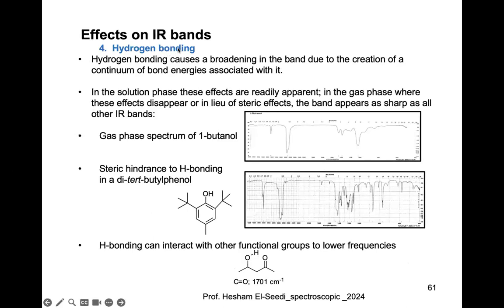We study also hydrogen bonding. It affects a lot because it makes the peak broad, as we have seen. It makes it look like a pot, broad, if I have hydrogen bonding. In solution phase, these effects are readily apparent. In gas phase, these effects disappear, for example, this is the gas phase of 1-butanol. You see? This is a gas phase. It's very difficult to see the OH. But here, steric hindrance of hydrogen bonding, as we talked before, but you can see here. So the difference between gas phase and non-gas phase is very visible.